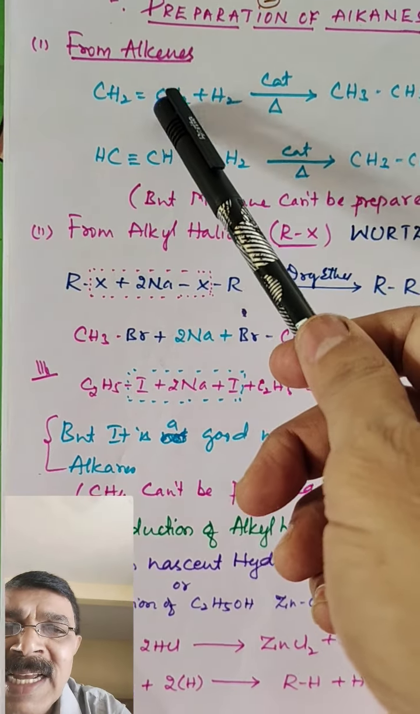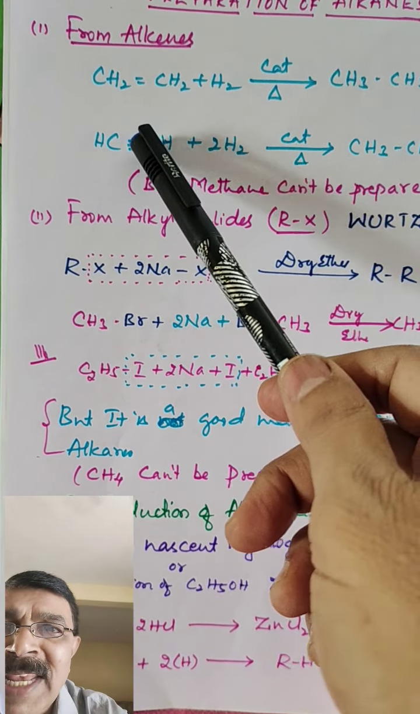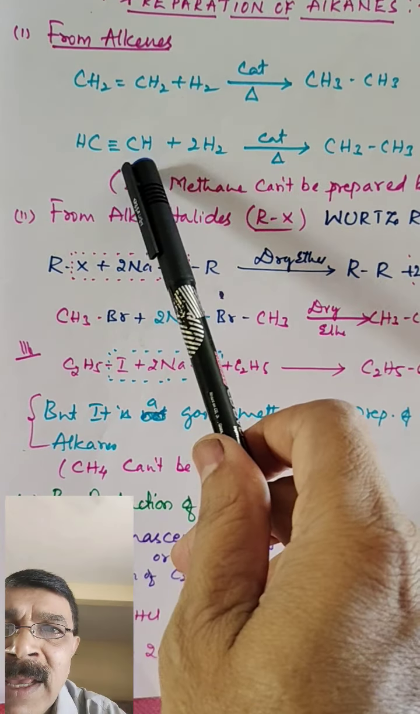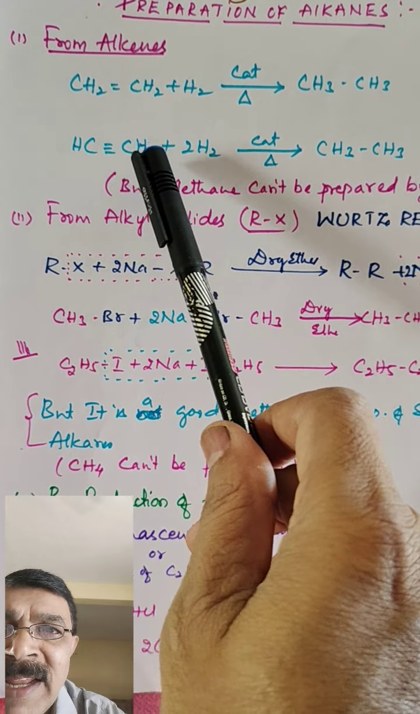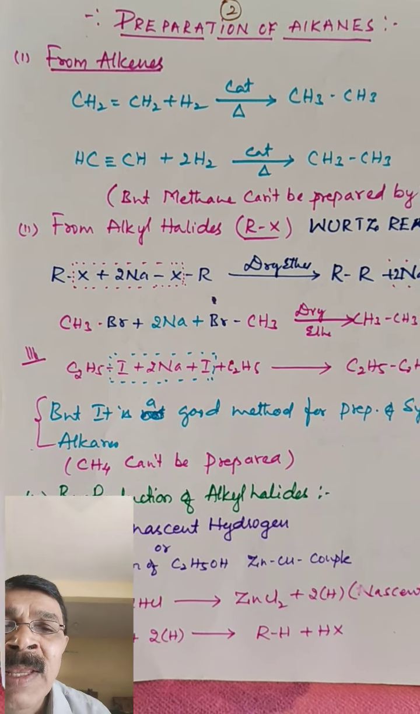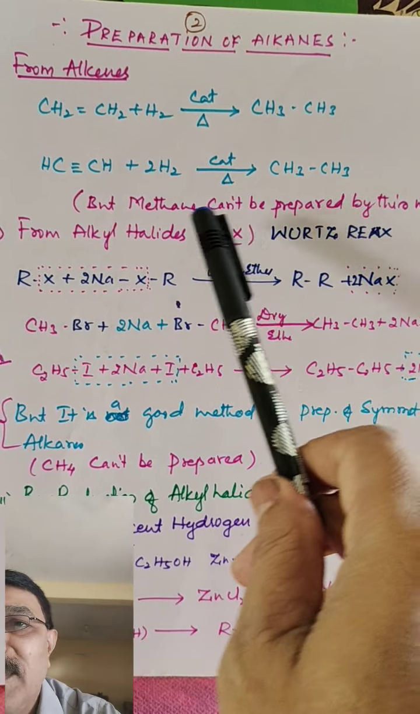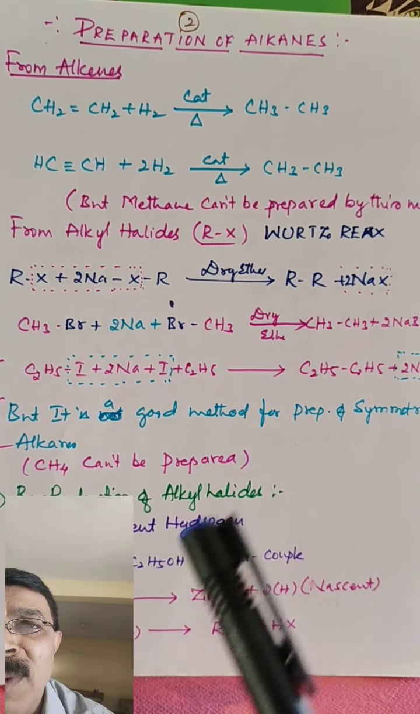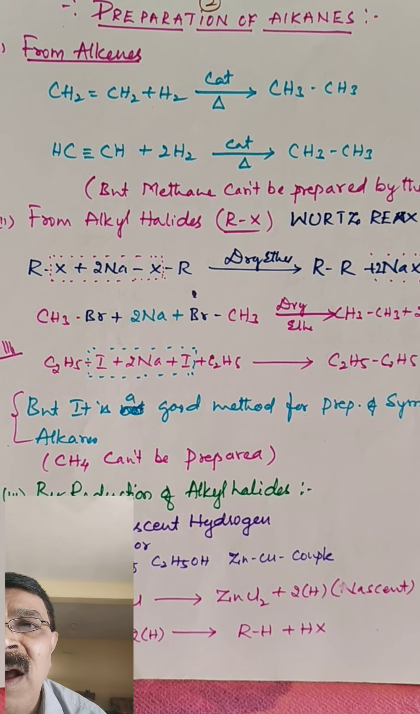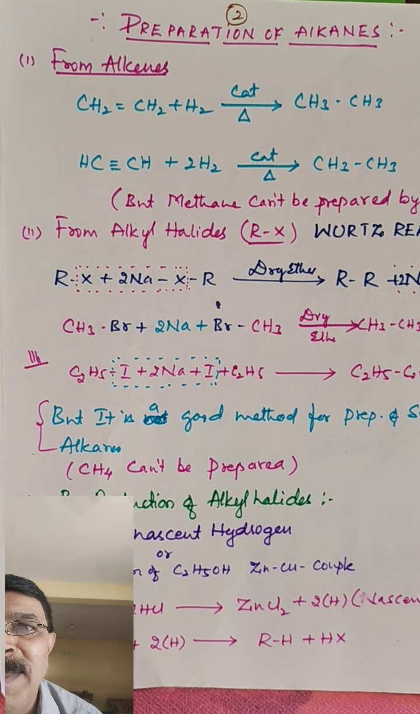This is an alkene, an unsaturated hydrocarbon. This is also unsaturated, a triple bond. So that's why we prepare from alkenes and alkynes. When we add hydrogen to the alkenes, again we get alkanes. Again with the triple bond, acetylene, C2H2, when hydrogen is added, again we get alkane. But in this method we are not going to get methane, because methane is only one carbon atom and four hydrogen atoms. We cannot prepare it from alkenes and alkynes. Methane cannot be prepared by this method.